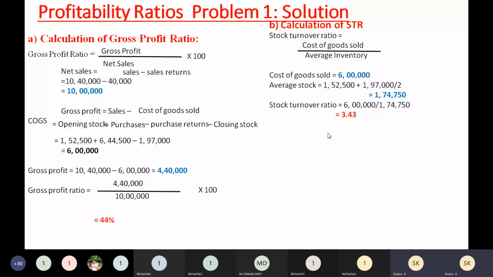Okay, so that is what it is on stock turnover ratio, how to calculate stock turnover ratio.